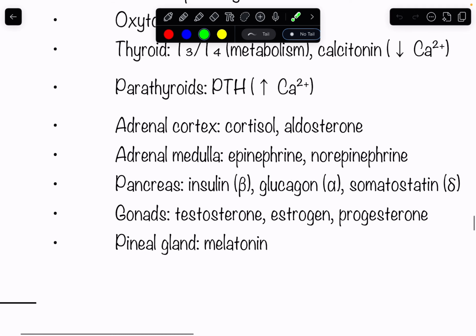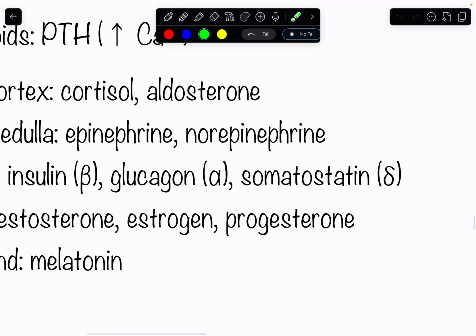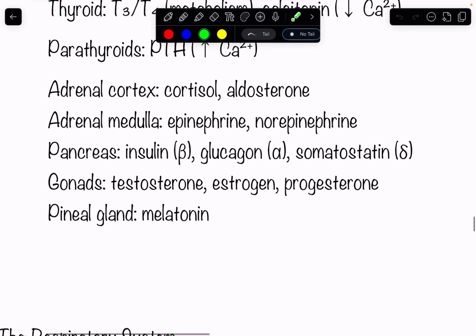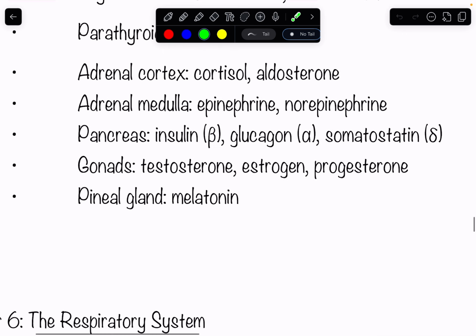And now let's go to the different parts of the pancreas. Your beta pancreas cells release insulin. Your alpha pancreas cells release glucagon. I think this is gamma, really bad at my Greek, but your gamma pancreas cells release somatostatin. And then next you need to know about your gonads, and your gonads are just your sex hormones, so testosterone, estrogen, progesterone. And then you need to know your pineal gland releases melatonin.